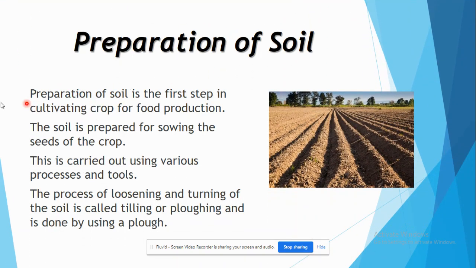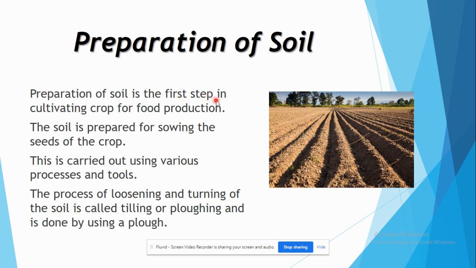Preparation of soil. Preparation of soil is the first step in cultivating crops for food production. I forgot to tell you one thing: there are some basic factors of crop production. Cultivation of crops involves several activities undertaken by farmers over a period of time. These activities or tasks are referred to as agricultural practices, which are listed below. The first one is the preparation of soil, which you are going to see now.